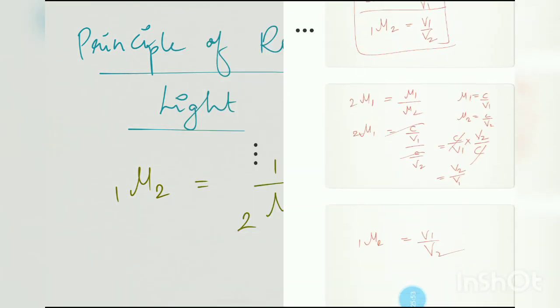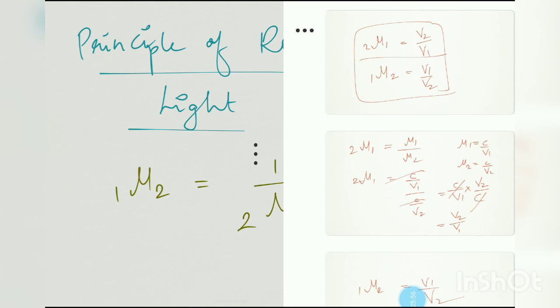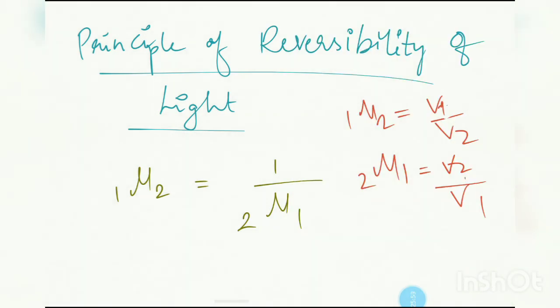In this slide you can see, V2 by V1 for the refractive index of medium 1 with respect to medium 2, and V1 by V2 for this one. Is it not the reciprocal? Both are reciprocals of each other. So that is very much clear to us. This is nothing but the principle of reversibility of light. I hope until here you understood. So we have completed the refractive index.